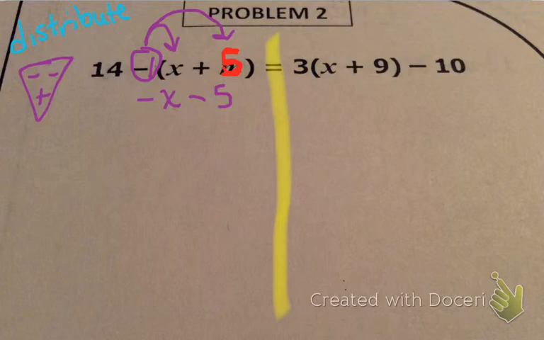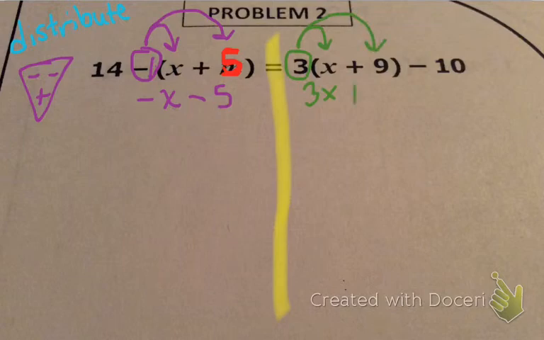On the right hand side, we can also distribute. We know that we have a +3 outside. 3 times x is 3x. 3 times 9 is a +27.